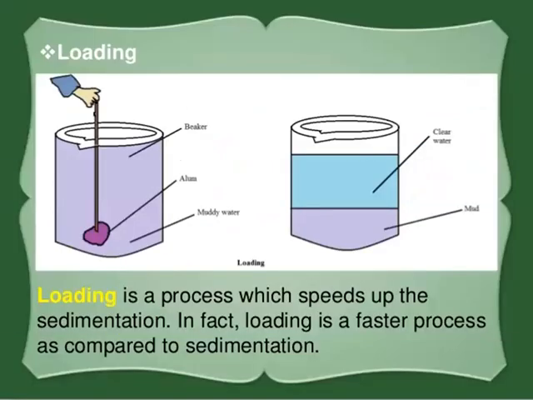Loading is a process which speeds up sedimentation. In fact, loading is a faster process as compared to sedimentation. Liquids that have impurities can be separated from their solid impurities by adding a crystal or some substance to it. For example, in the picture, alum is added to the mixture, which easily separates the mud particles from the muddy water, leaving behind clean water.